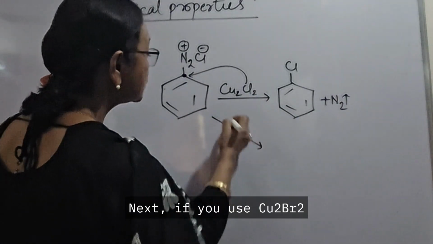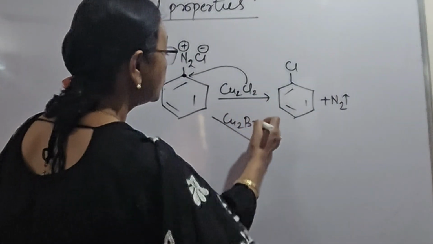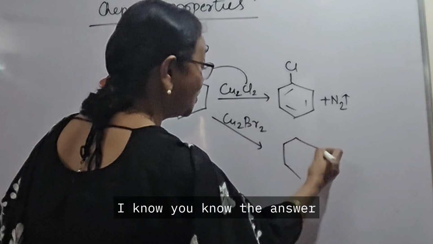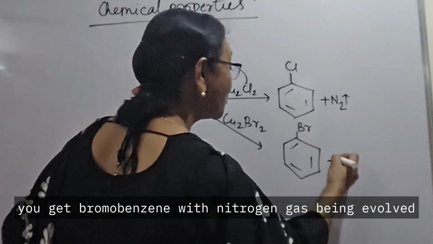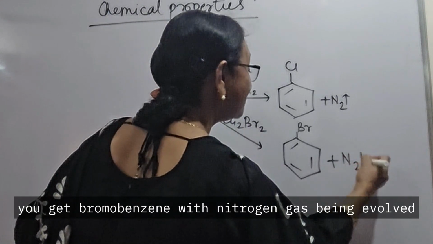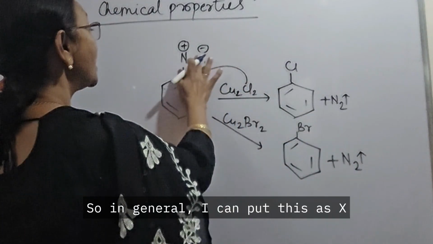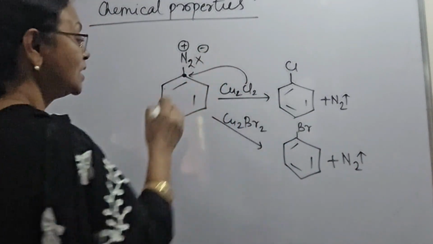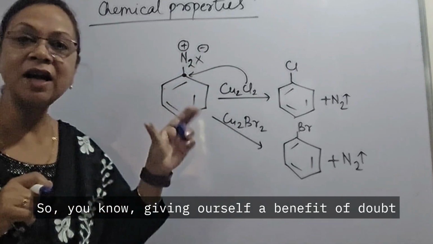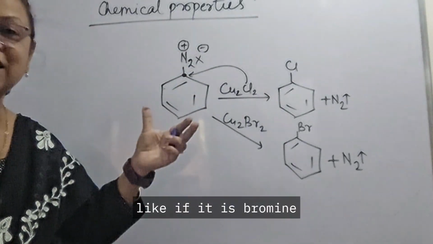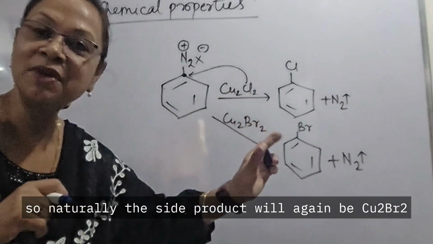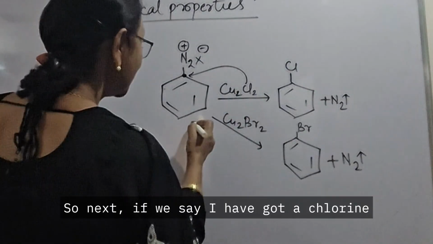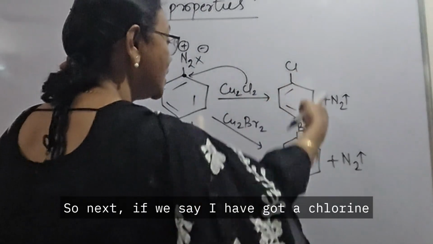Next, if you use Cu2Br2, what you will get, yes, I know you know the answer, I don't have to do it. Okay, but still, you get bromobenzene with nitrogen gas being involved. So in general, I can put this as X. If it is bromine, naturally the side product will again be Cu2Br2. So next, I have got a chlorine, I have got a bromine.